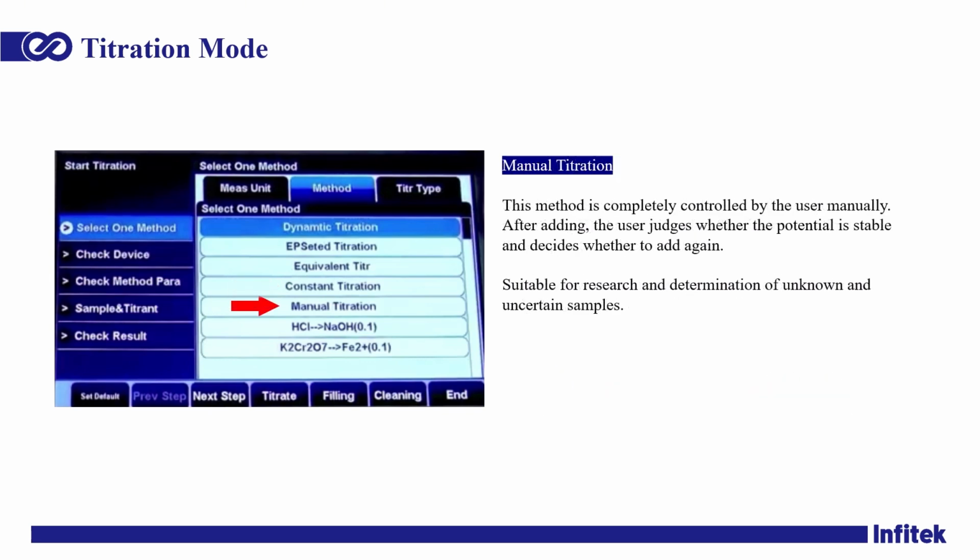The last one is manual titration. This method is completely controlled by the user manually. After adding, the user judges whether the potential is stable and decides whether to add again. It is suitable for research and determination of unknown and uncertain samples.